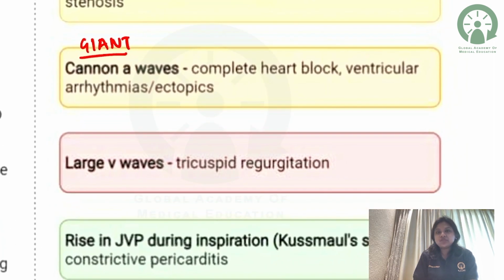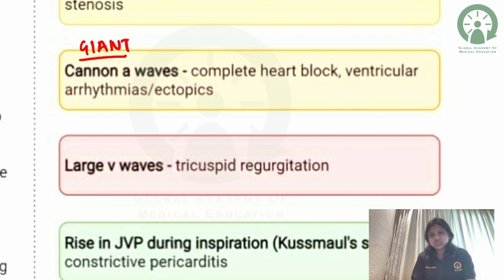Coming to large V waves, it is found in tricuspid regurgitation. In a child presenting with tricuspid regurgitation, we say we get the dancing JVP, right? So it is actually because of the large V waveform. Sometimes the C waveform and the V waveform gets joined to form the CV waveform that you find in case of tricuspid regurgitation. So large CV waveform in JVP suggestive of tricuspid regurgitation, and this is known as Lancisi sign.